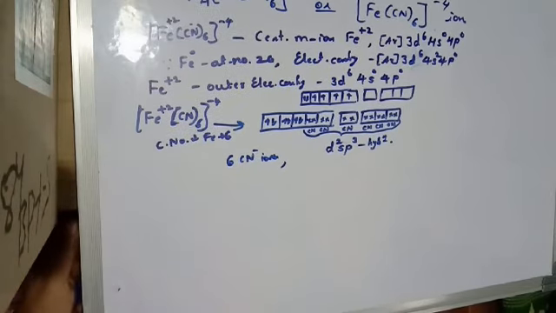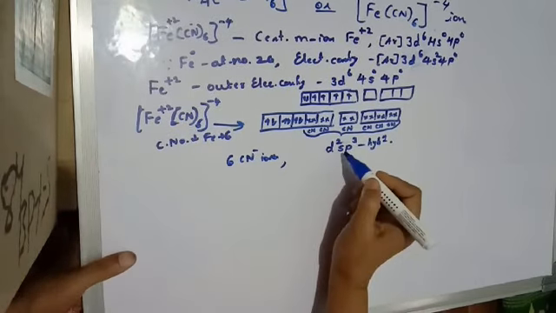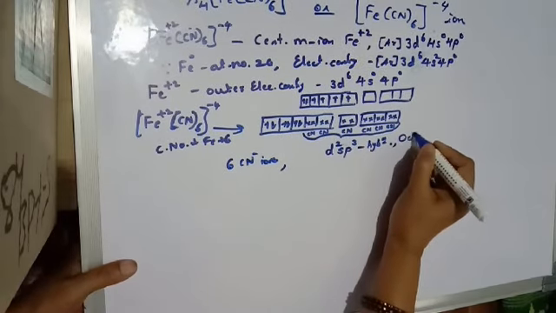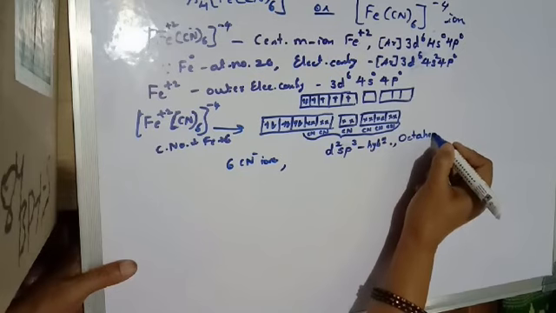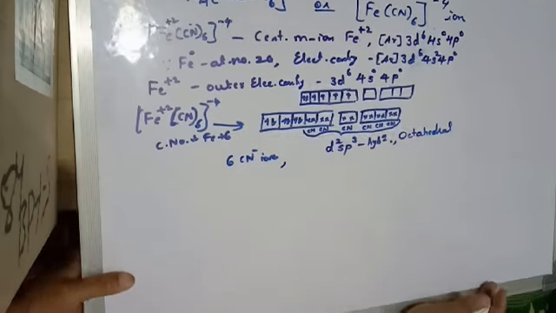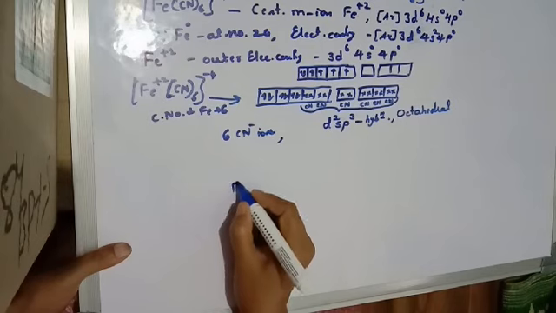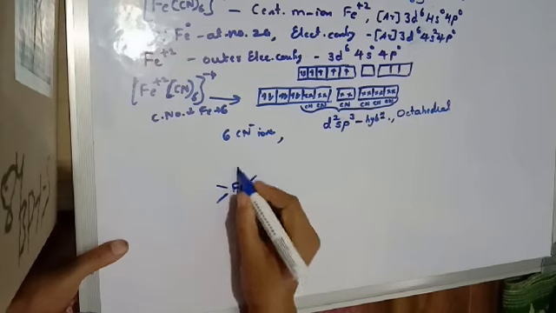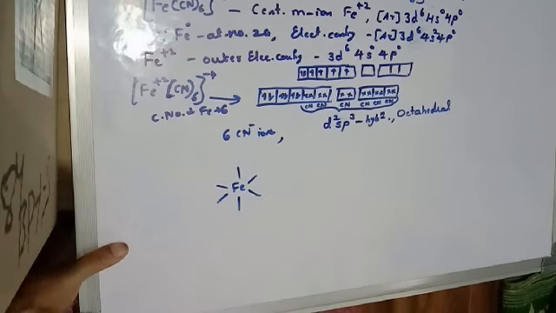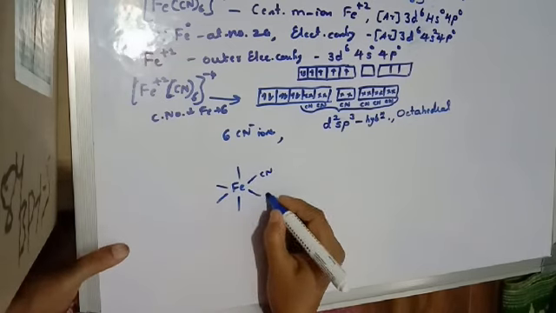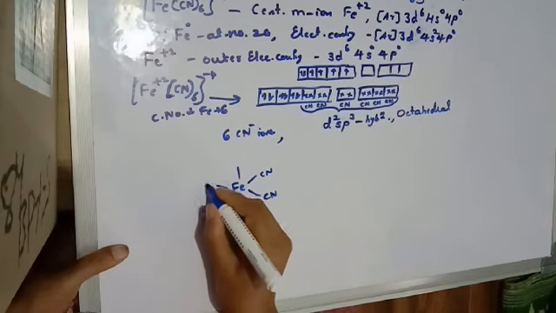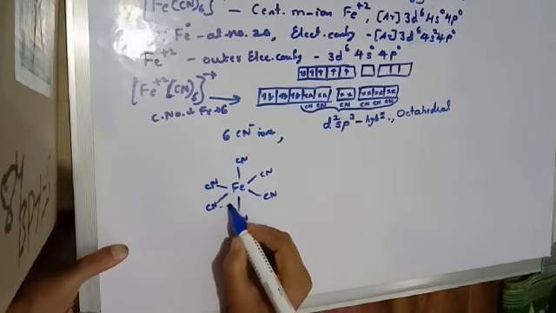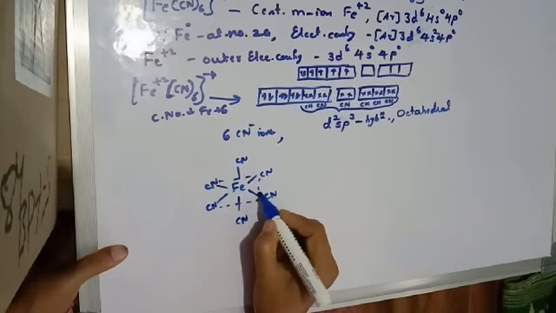So now the hybridization is d2sp3 hybridization. Hence the resulting structure is octahedral. So now one can write the structure of the complex. One is above the plane, another one is below the plane. So this will be the structure. So they are in one plane.